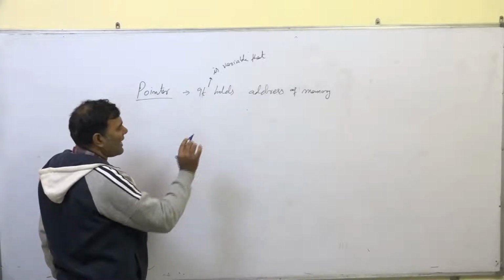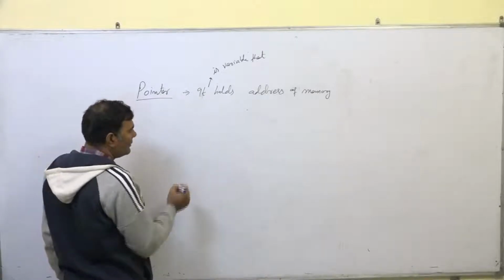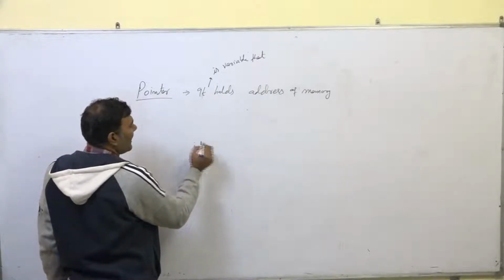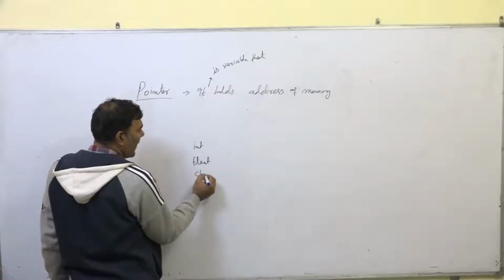So it is a variable. So we can define any kind of variable. It may be like int, it may be like float, it may be char.